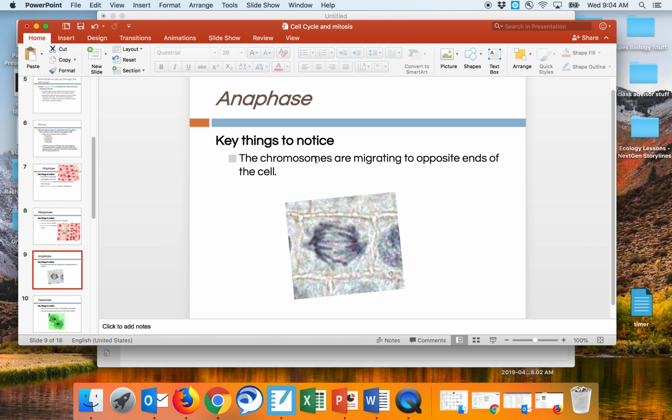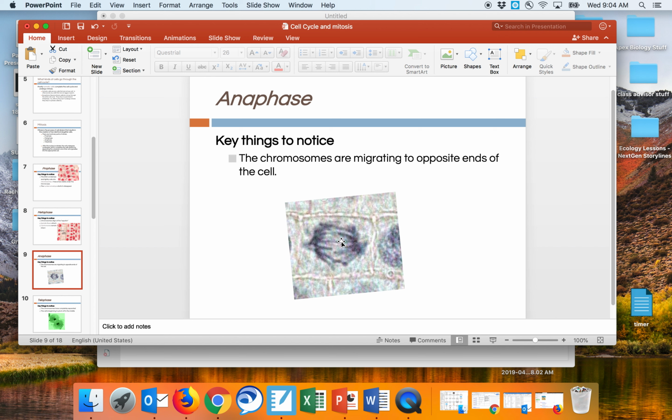In anaphase, those spindle fibers start pulling the chromosomes apart. And here you can see that in this slide. So you can see that they used to be in the last slide all lined up in the middle. Now they're pulling apart to different sides.